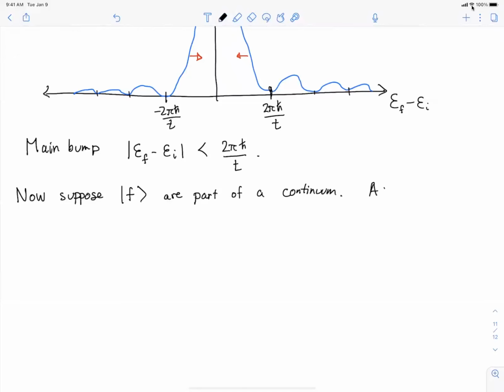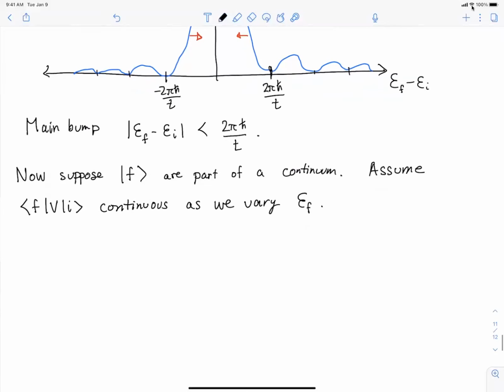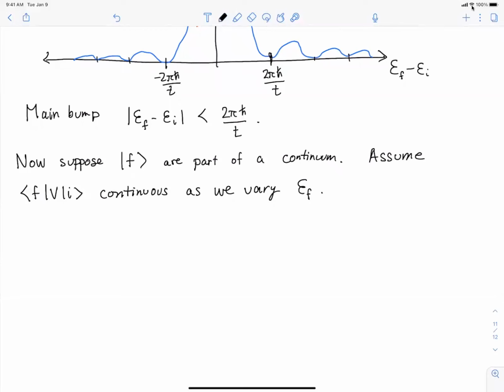Okay, and we're going to assume that they're not pathological, so that the matrix elements that we're looking at are continuous as we vary our final state energies. Okay, so in that case, I shouldn't be talking about individual probabilities. I should be talking about probabilities per unit energy. So instead of writing probability, I'm going to write the differential of probability.